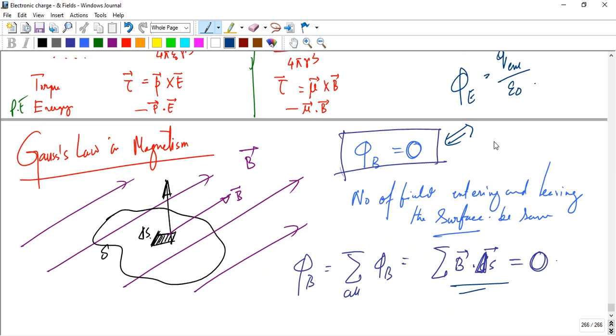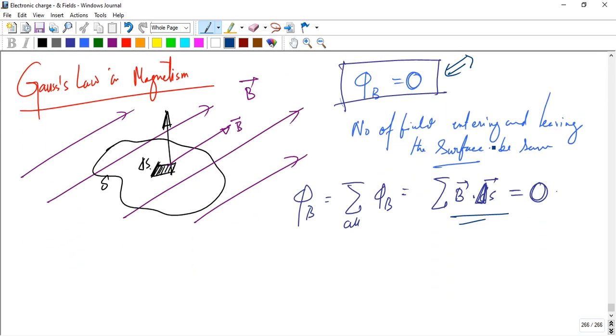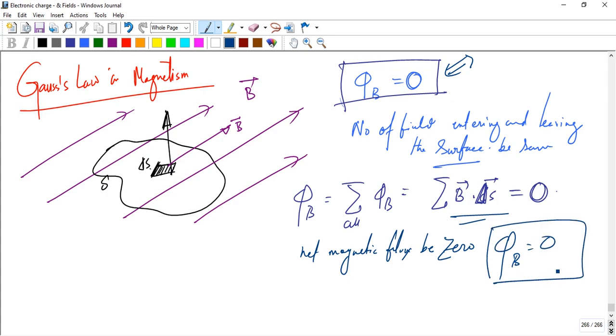So the net magnetic flux will be 0. That's Gauss's law in magnetism. Okay, so that's Gauss's law in magnetism.